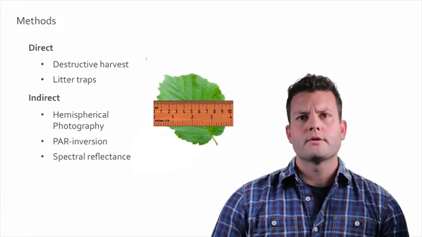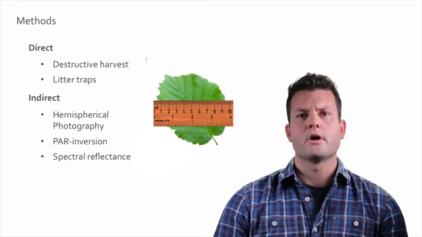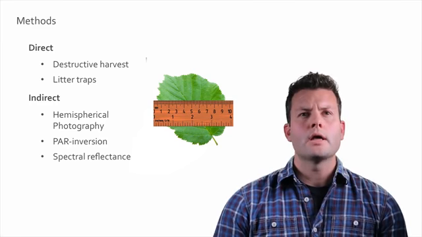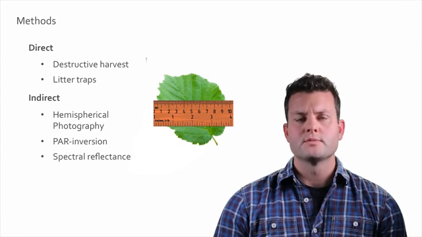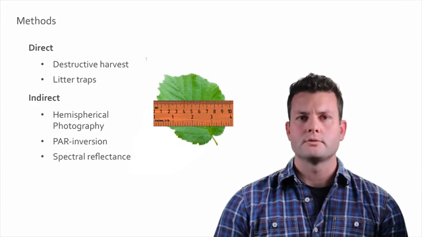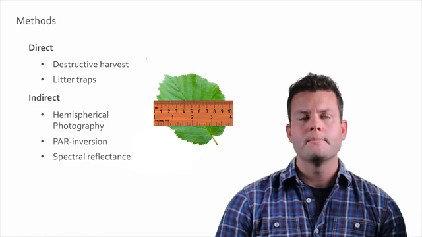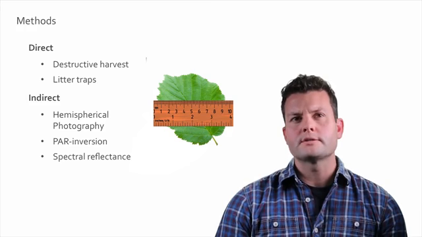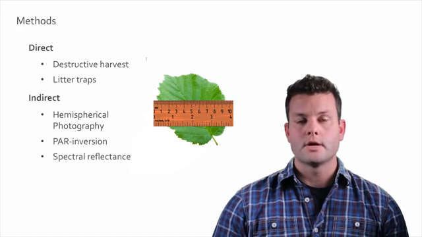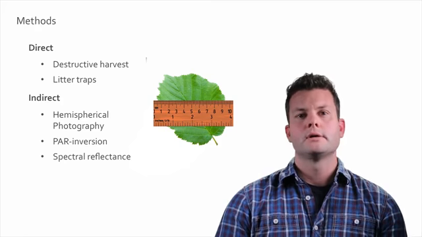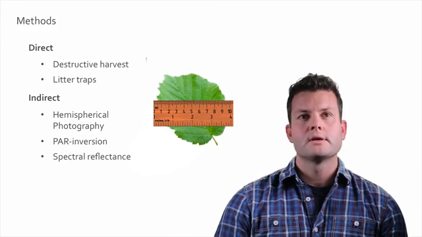Okay, so for the rest of the talk, I'm really going to be focusing on methods and how people measure LAI. There are two major divisions in terms of the methods: direct ways to measure LAI and indirect ways to measure LAI. The direct ways essentially involve destructively harvesting a canopy, cutting down trees, clipping biomass.